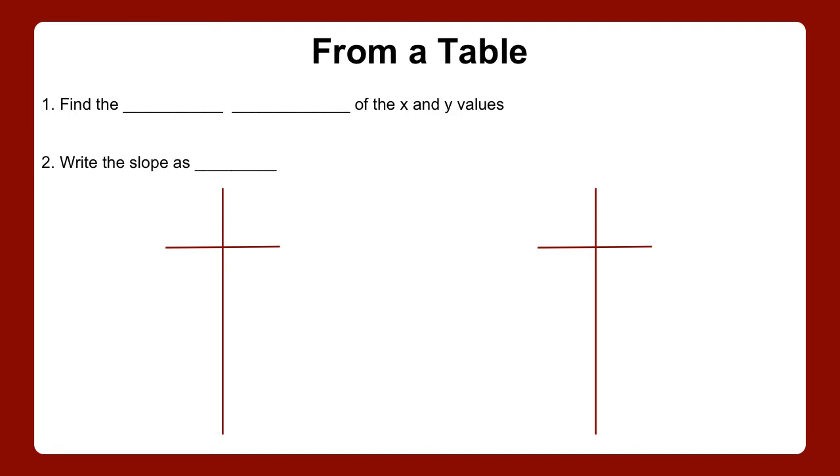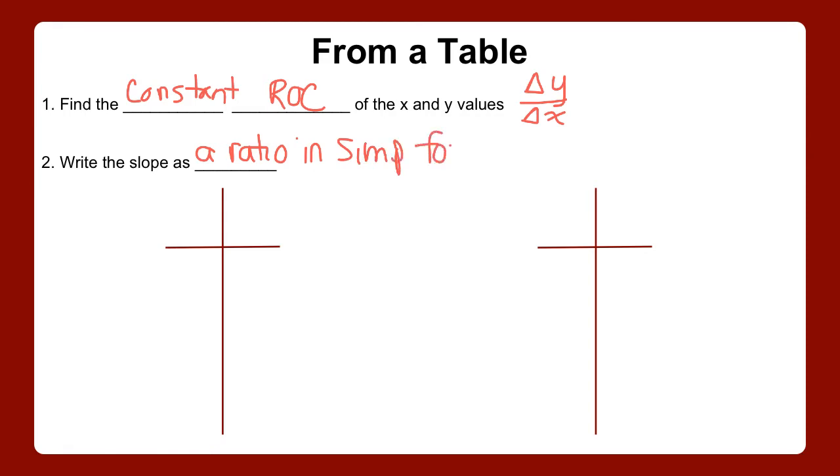So in the upper left-hand corner of your note page, you have a section called From a Table. And so I want you to fill in your notes. It says find the constant rate of change of the x and y values. In other words, we're going to find the change in y over the change in x. So given a table, I'm really just finding our rate of change and calling it slope. We're going to write our slope as a ratio in simplest form.